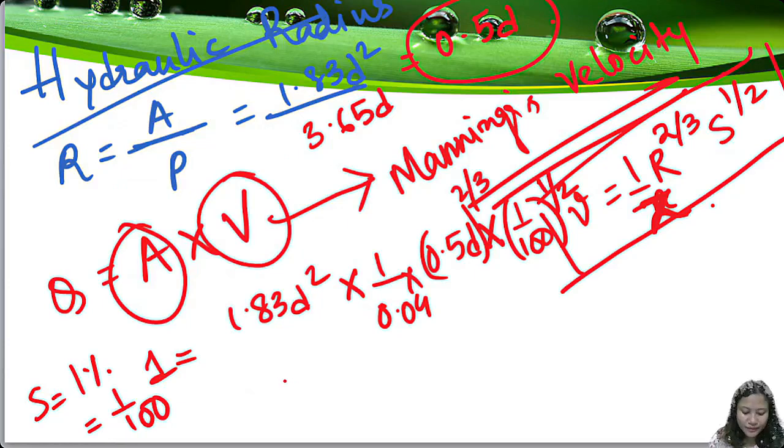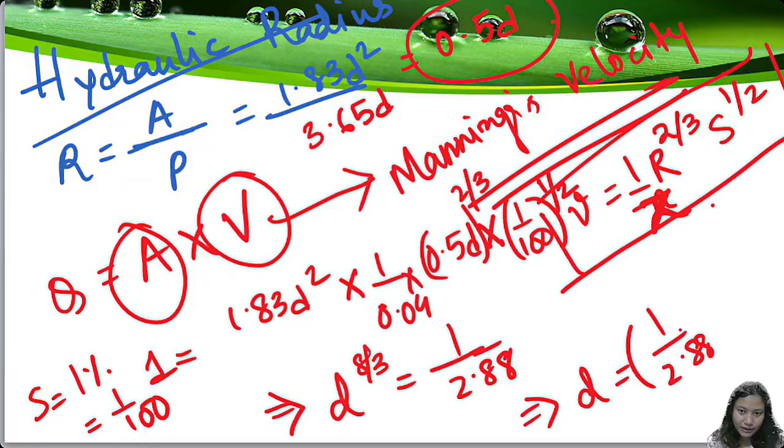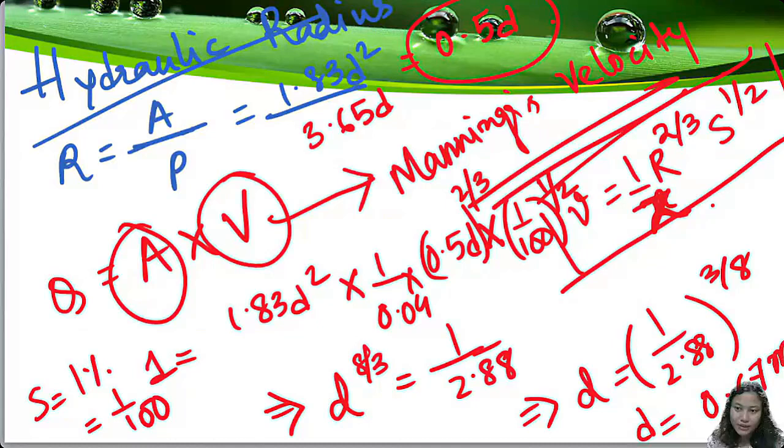Solving and simplifying this, you will find that d raised to the power 8 by 3 is equal to 1 by 2.88. You should get this value. Once you remove this power, d's value will be 1 by 2.88 to the power 3 by 8. So d is equal to 0.67 meter. This is your final answer. Try to simplify it by yourself.